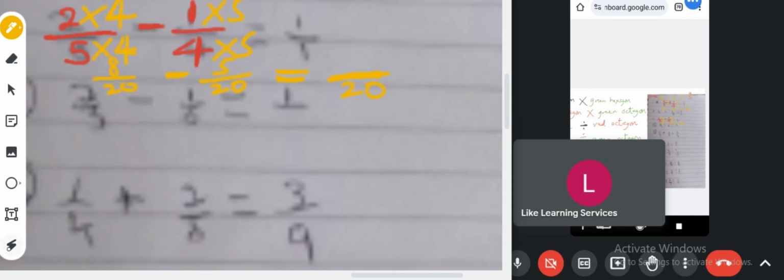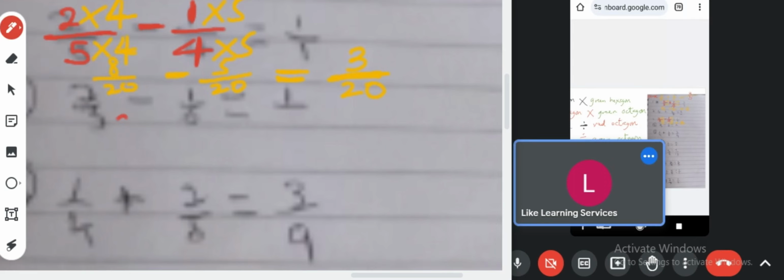For the numerator. Where's the numerators again? You can see them now, 8 and 5. 8 minus 5 is 3. So the final answer is what? 3 over 20. All right, let's look at this one.